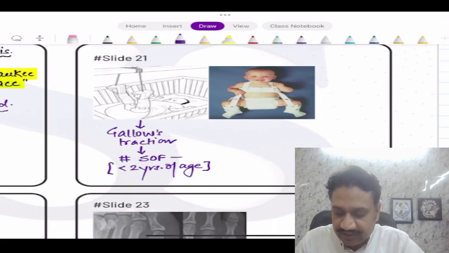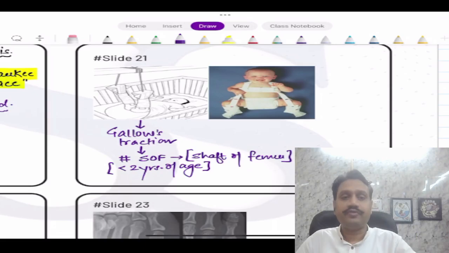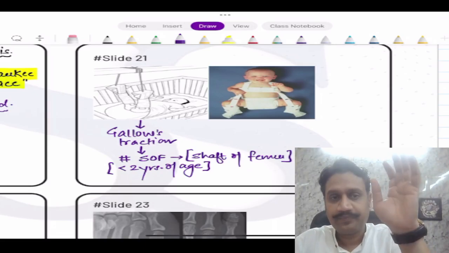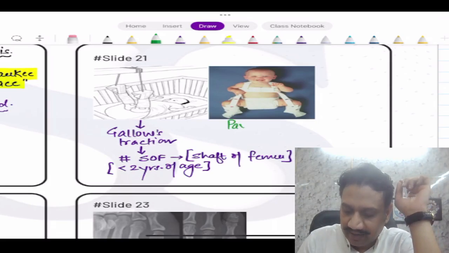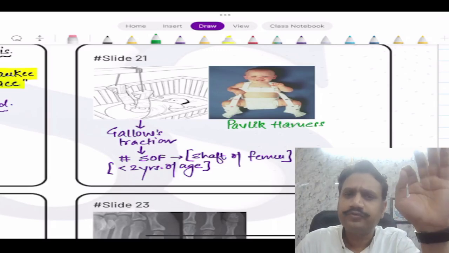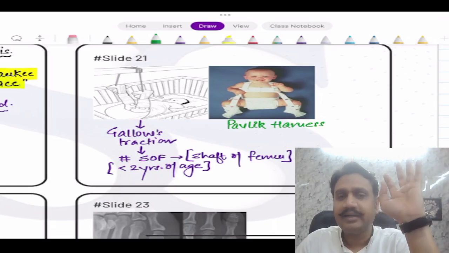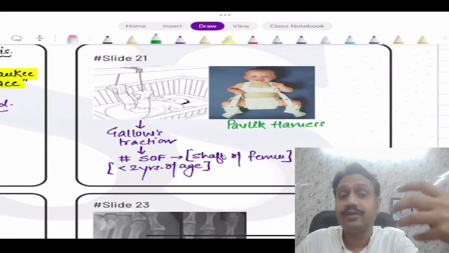This is for the shaft of femur only, right? So any child who has a fracture shaft of femur and is less than 2 years of age can be managed by gallows, right? The other picture that you see is called Pavlik harness. What is a Pavlik harness? It can be used for the same problem, fracture shaft of femur, in any child who is less than 6 months, right? Less than 6 months, we can use the harness, a band. Then after that, less than 2 years, we can use gallows traction.